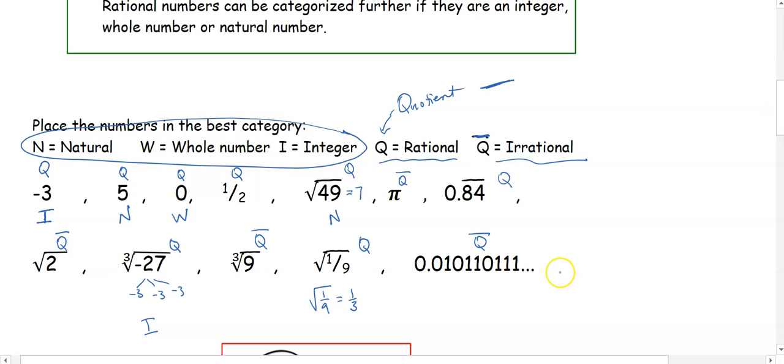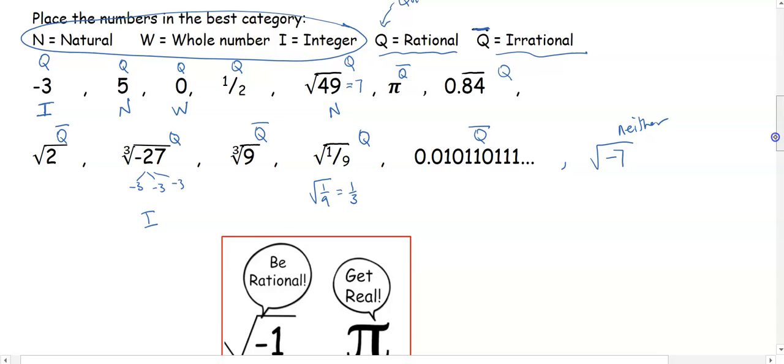Okay. If I threw a number like this in, you would say it's not rational or irrational. It is neither. Right? So sometimes you can have it not being rational or irrational if you're taking the square root of a negative. Okay?